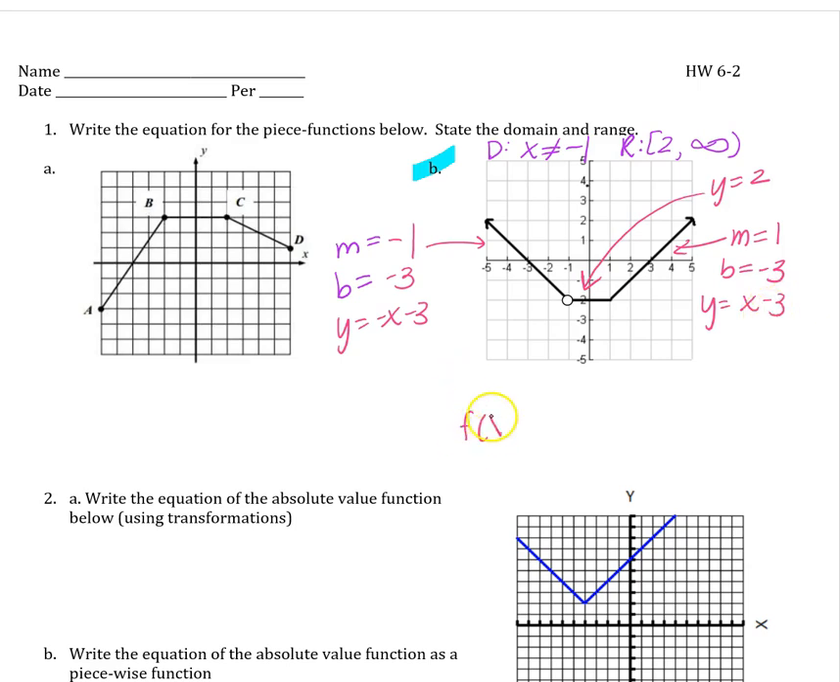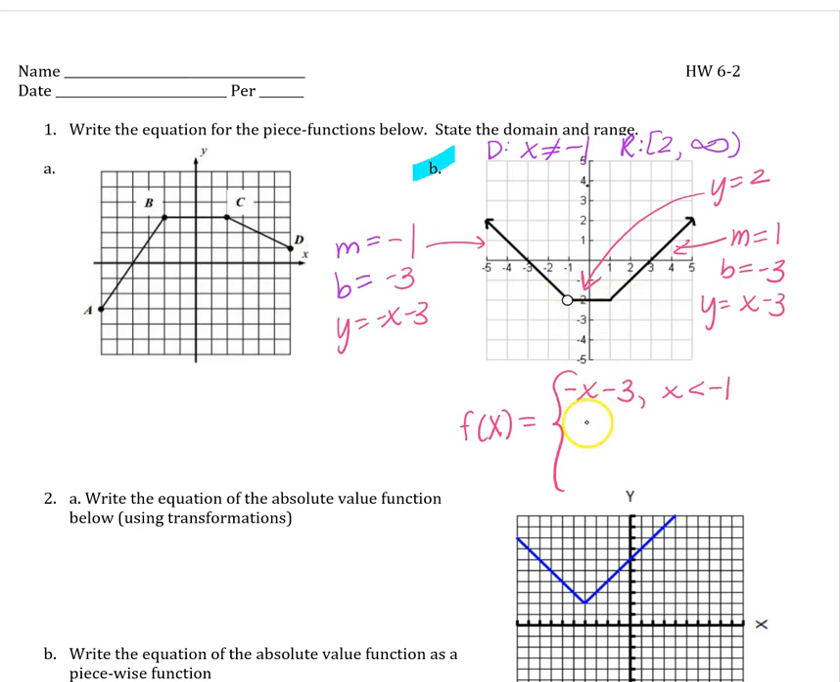So f of x is equal to, starting from left to right, this line first. This is going to be y is equal to negative x minus 3. And it's going to be this line when x is less than, because it's going toward negative infinity, x is less than negative 1, but not including negative 1 because it's an open circle.